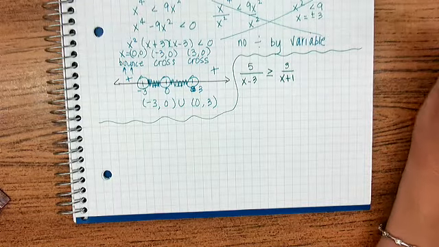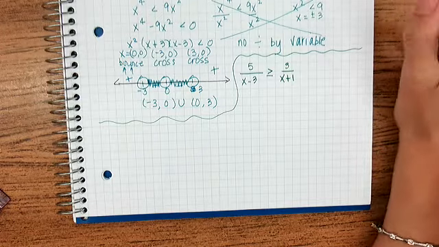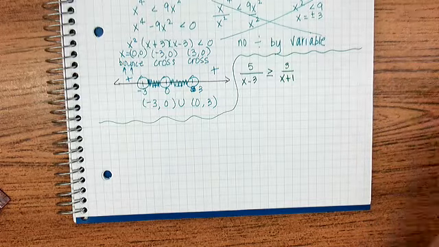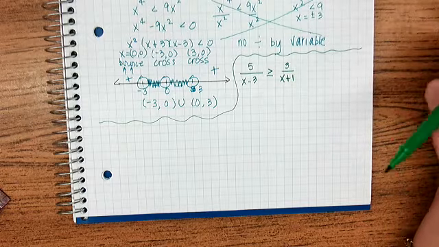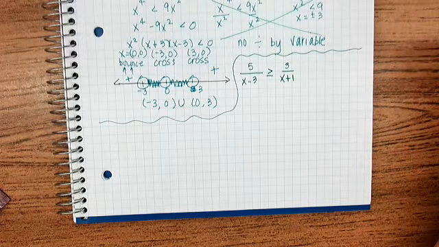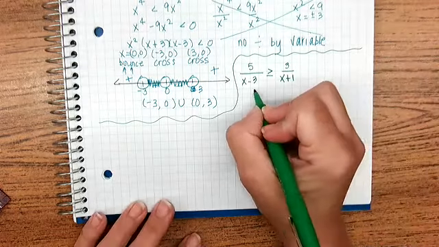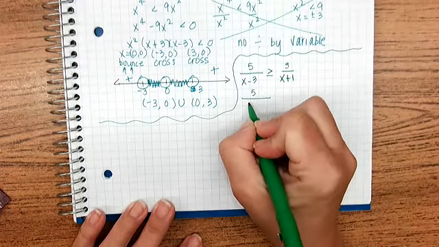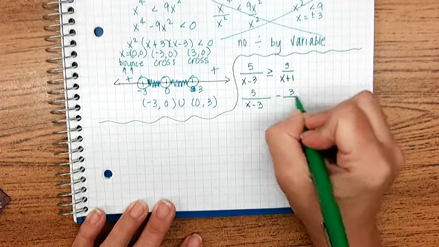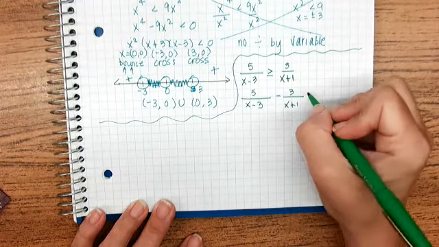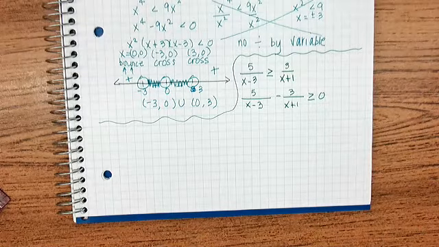Your cross multiplying days are over. This is why other teachers stress to you not to cross multiply, because when it's an inequality symbol, things get messed up. Multiply through, no, sorry, let's subtract first. So let's make this 5 over x minus 3 minus 3 over x plus 1 is greater than or equal to 0.